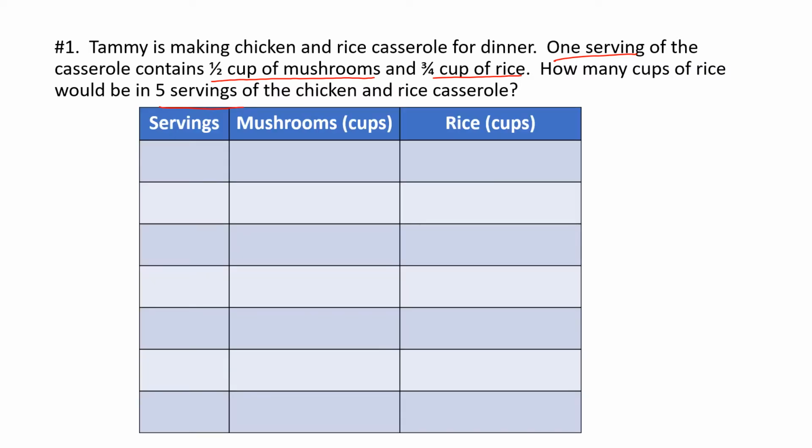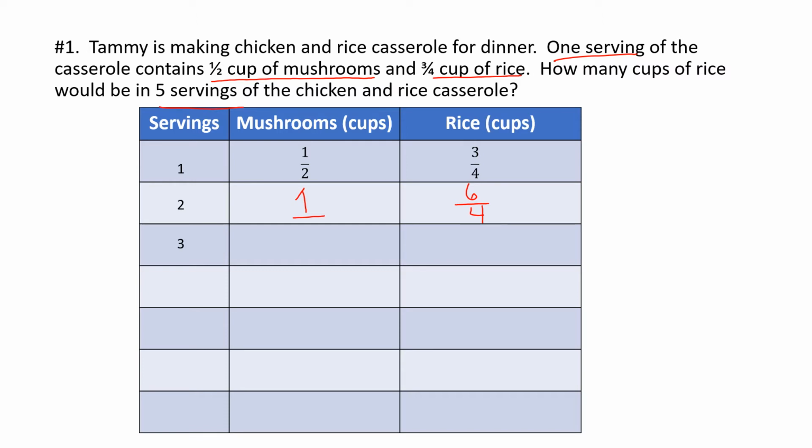Let's begin by creating a ratio table. We know that one serving of casserole would require a half a cup of mushrooms and 3/4 cups of rice. So every time I add a serving, I want to add a half a cup of mushrooms. So 1/2 plus 1/2 is 1 whole. Every time I add a serving, I also want to add 3/4 cups of rice. So 3/4 plus 3/4 is 6/4.